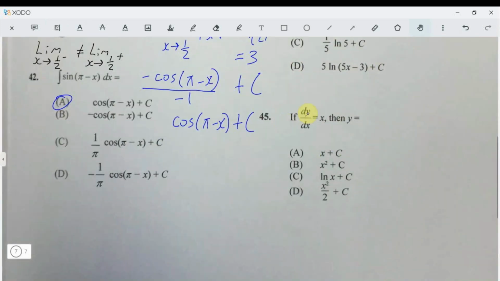Now it says dy over dx is x, then what is y? So y is now the integral of dy by dx. So you integrate x dx. And so when you integrate x, you get x squared over 2 plus c. So y is just x squared over 2 plus c, option D.